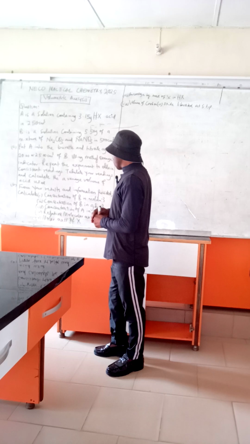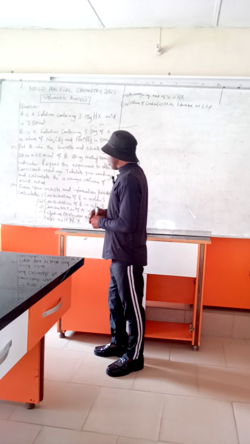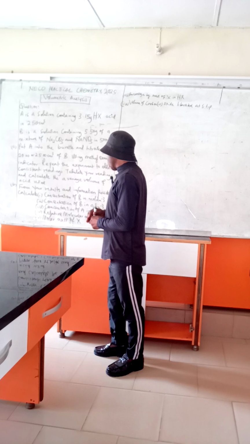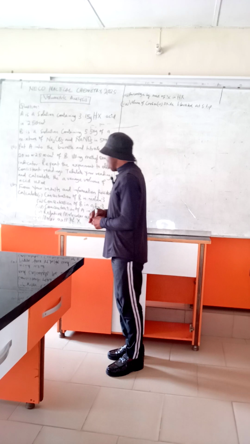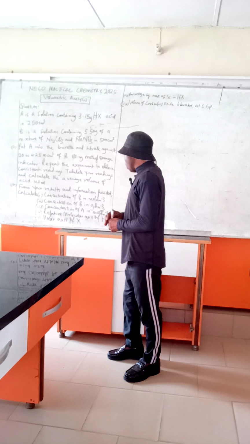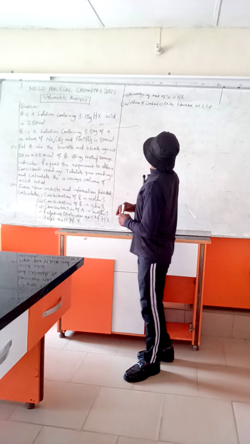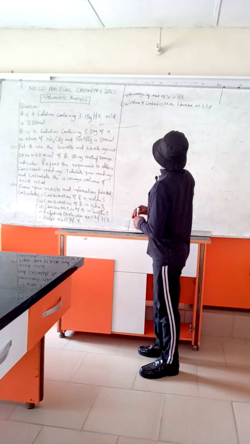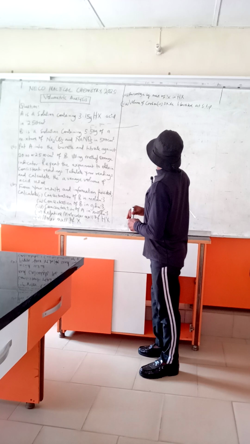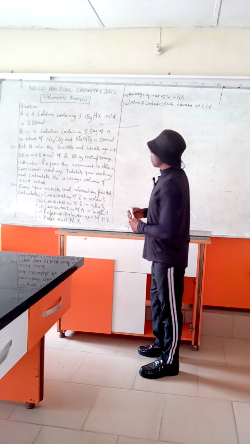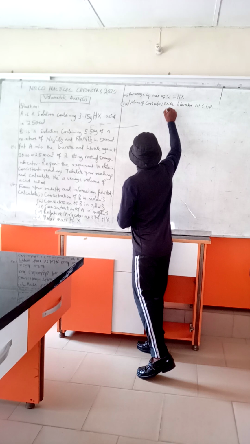B. From your results and information provided, calculate I, the concentration of B in mole per dm cube, II, concentration of B in gram per dm cube, III, concentration of A in mole per dm cube, IV, relative molecular mass of HX, V, molar mass of X, VII, percentage by mass of X in HX, VIII, volume of carbon dioxide liberated at STP. Solution to this problem.